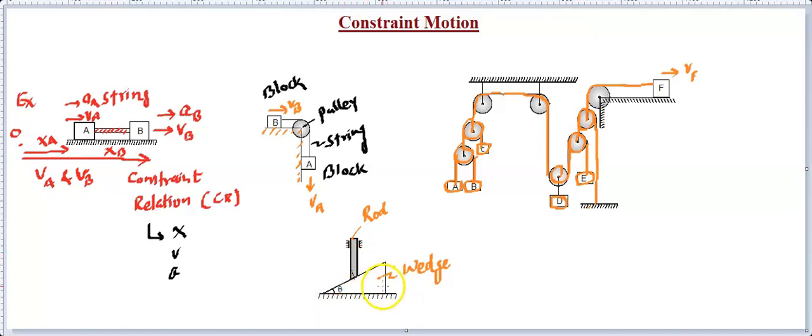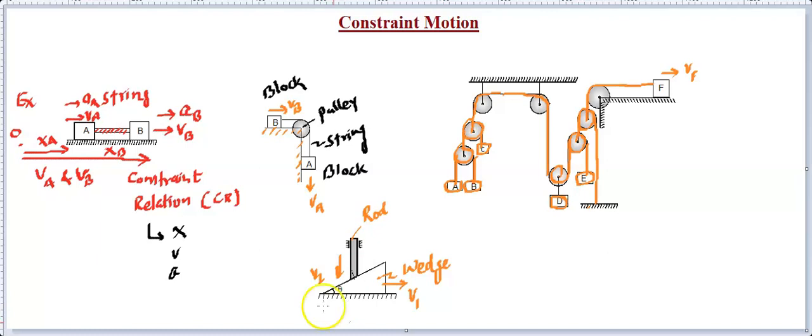And let's say if we release this system, this wedge will start moving in this direction, right? And if it moves in this direction, then you'll find this rod will move downward. It's going to be pushed down, because it can move upward and downward only. Let's say this velocity is V1, and this velocity is V2. So we need to find the relation between V1 and V2. That will be known as constraint relation. This constraint relation can be of various types. Mostly it will include string pulley systems, and wedge and rod systems, or it can be other geometries as well.